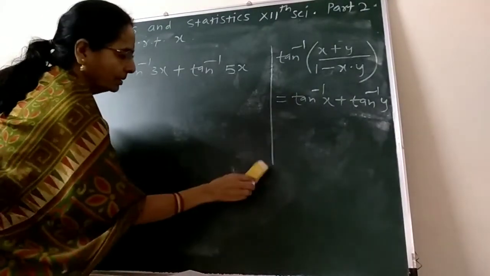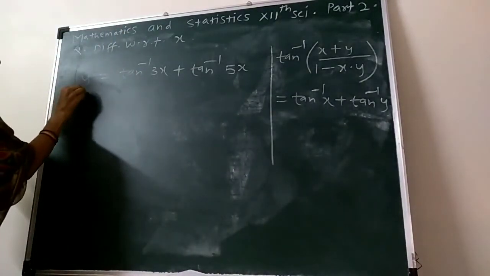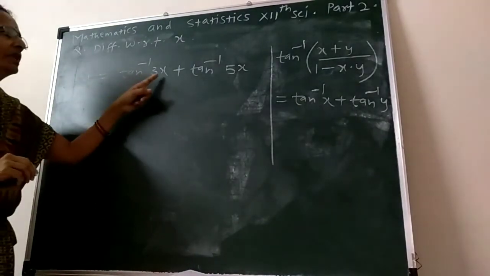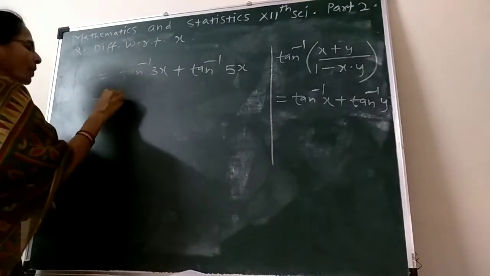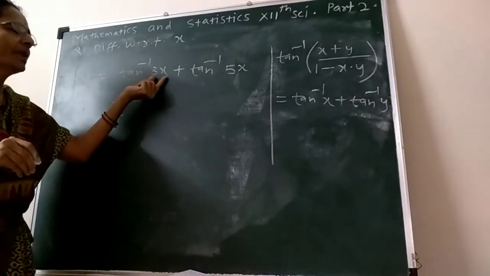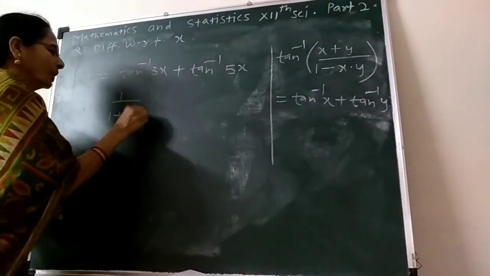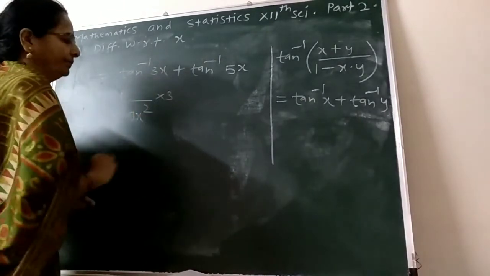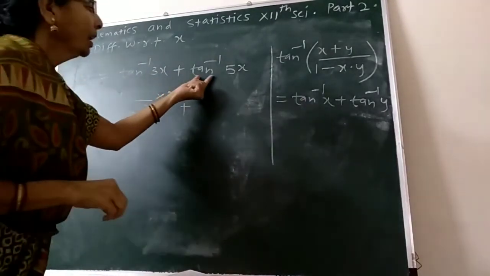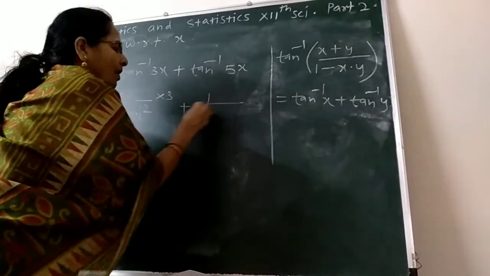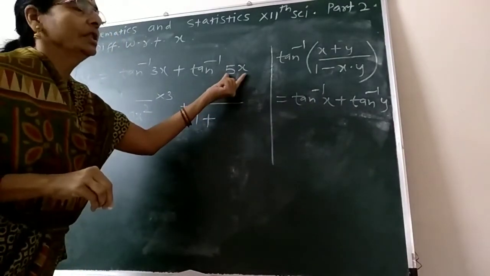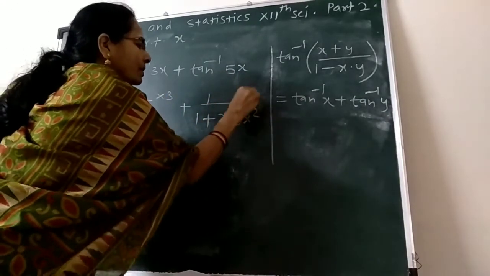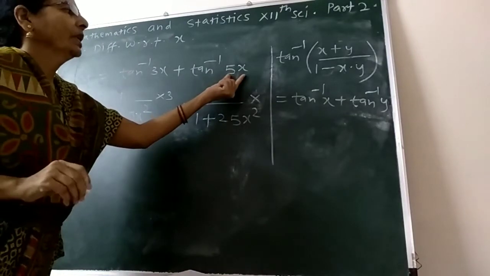We have to take the derivative. dy by dx is equal to the derivative of tan inverse 3x, which is 1 upon 1 plus 3x bracket square, that means 9x square, multiplied by the derivative of 3x which is 3, plus the derivative of tan inverse 5x, 1 upon 1 plus 5x bracket square, which is 25x square. The derivative of 5x is 5.